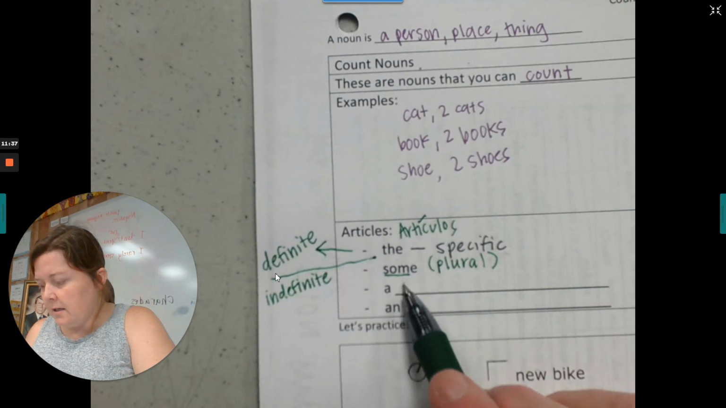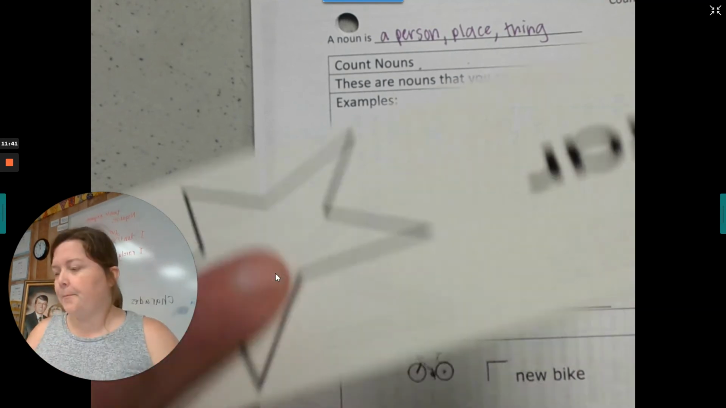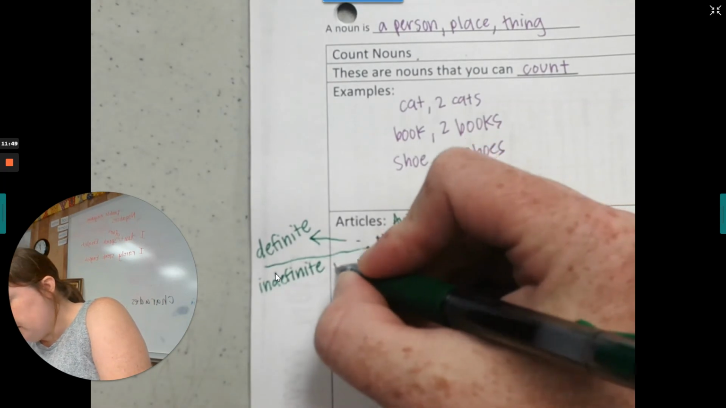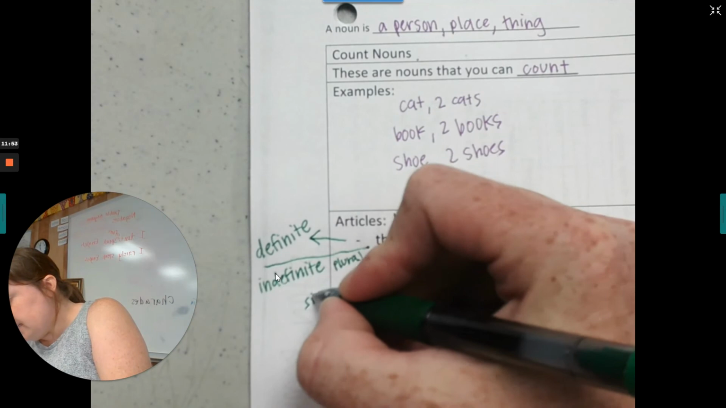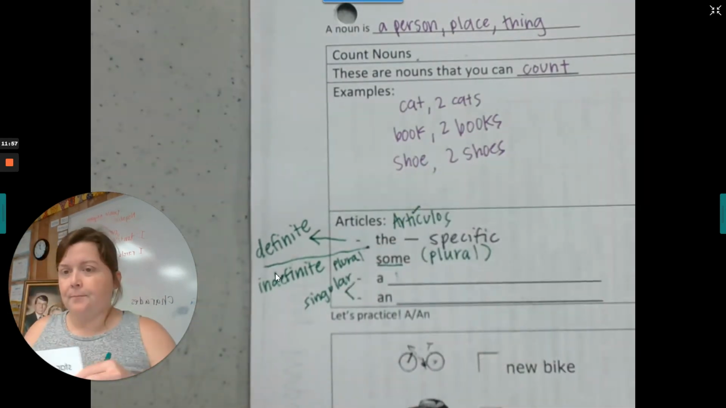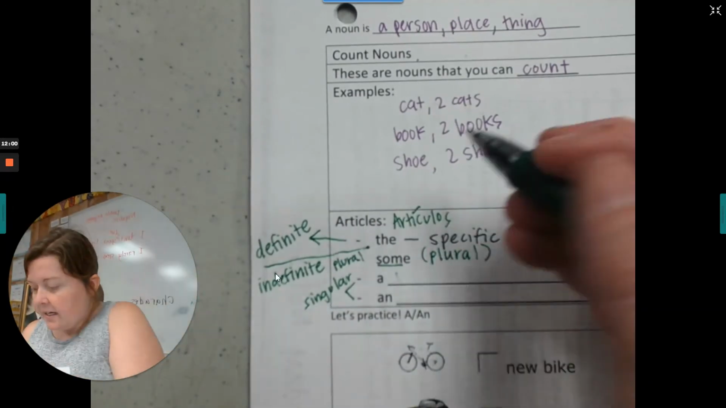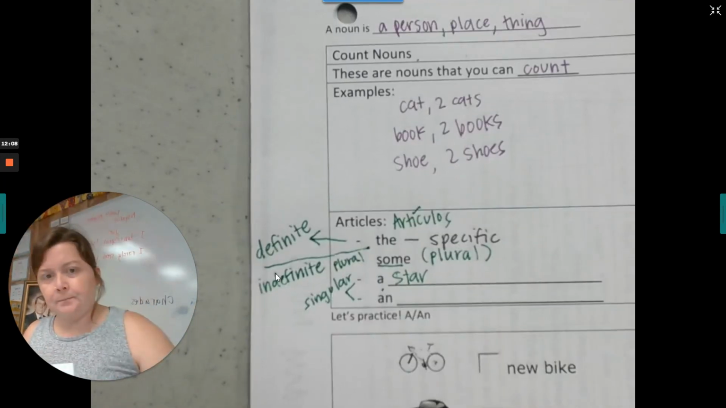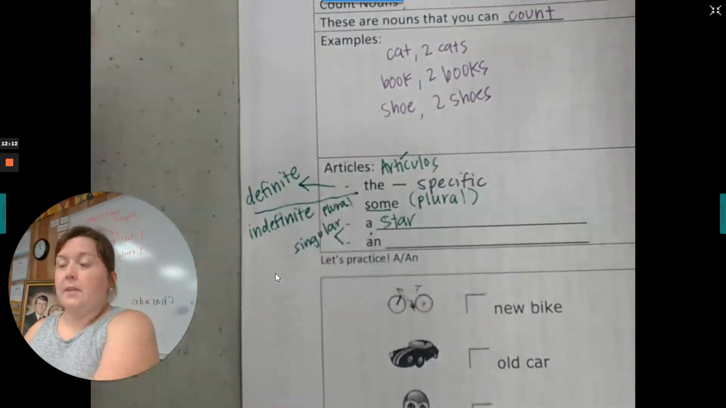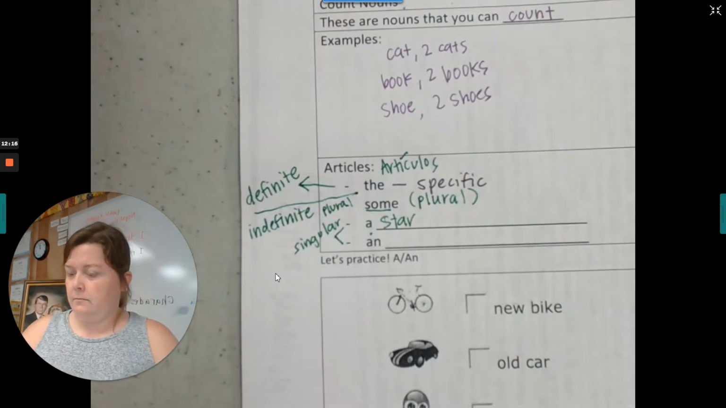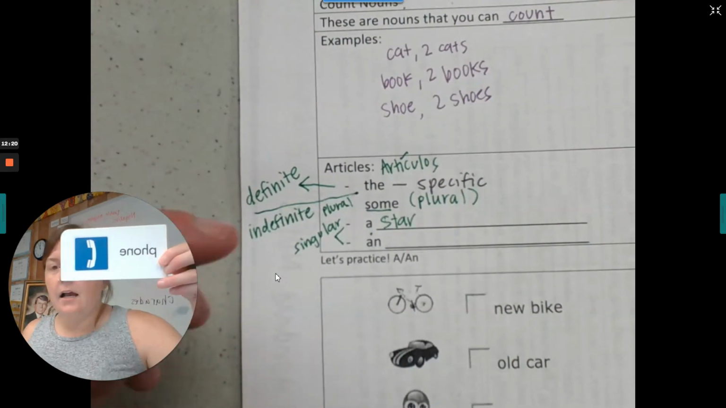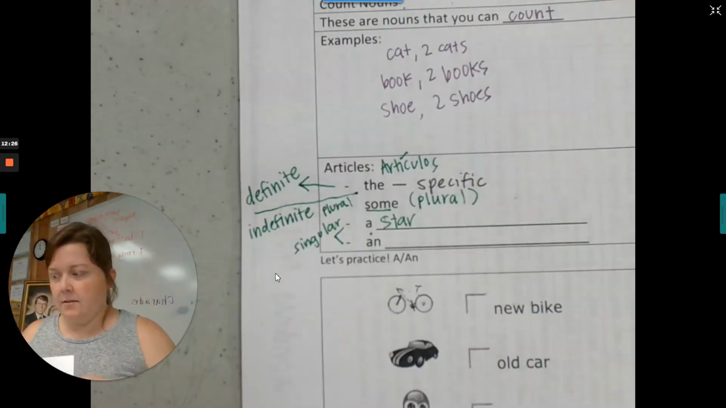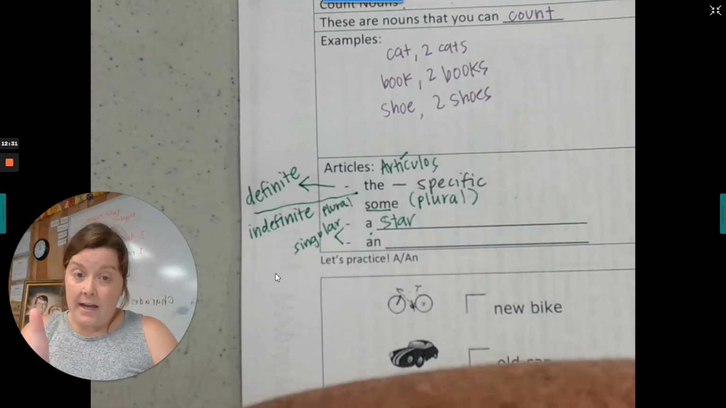So the other indefinite articles, these are both singular. This one is plural, these are singular, only one. So if you're talking about one star, you can say a star. A car. A phone. A mitten. So if you're talking about one, you use a. Now, there is an exception, of course, because English is stupid.